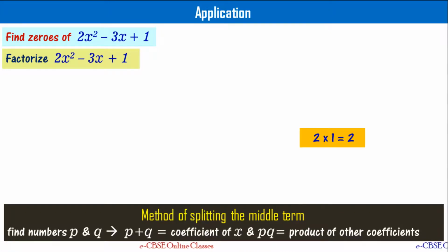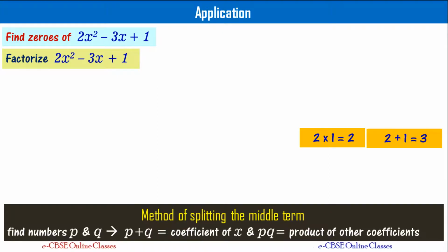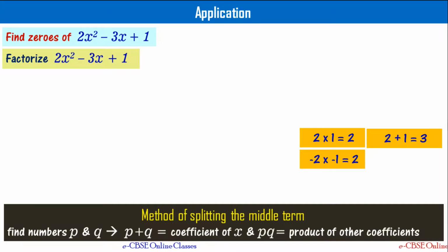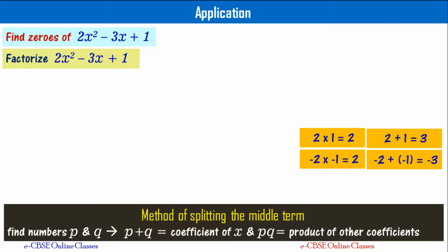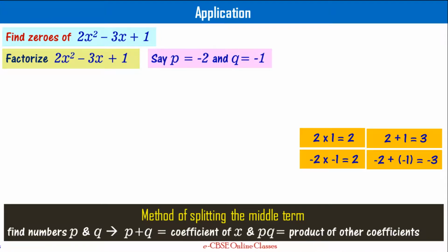We know that 2 can be written as 2 times 1. Sum of 2 and 1 is 3. It is not meeting our requirement. Our requirement is minus 3. So now 2 can be also expressed as minus 2 times minus 1. Their sum is minus 3. It is meeting our requirement. So let's say that p is minus 2 and q is minus 1.